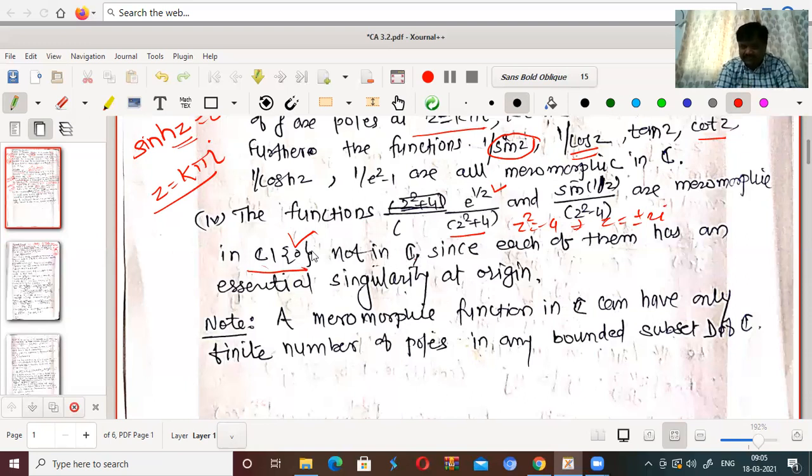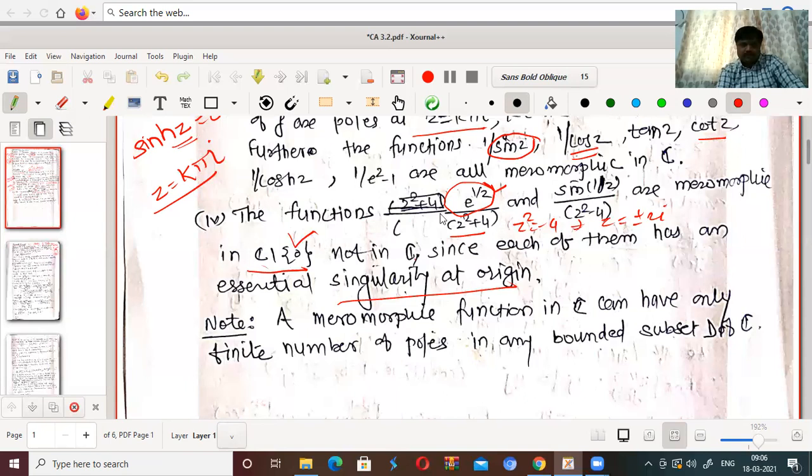It is not meromorphic in C because it is not analytic at z equal to 0 also, and at z equal to plus or minus 2i also, since each of them has an essential singularity at origin. Because z equal to 0 is essential. Because why is it essential? In the neighborhood of z equal to 0 also, there are so many points at which this function is not analytic. So as z equal to 0 is the essential singularity, it is not an isolated singularity. Therefore, the function is meromorphic in C except 0, not in C.